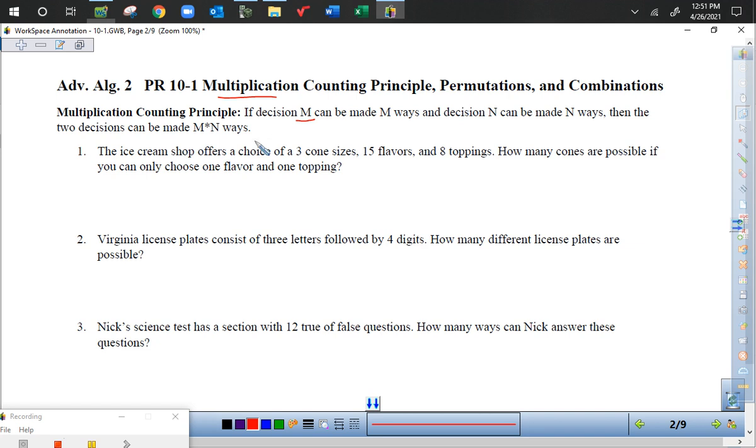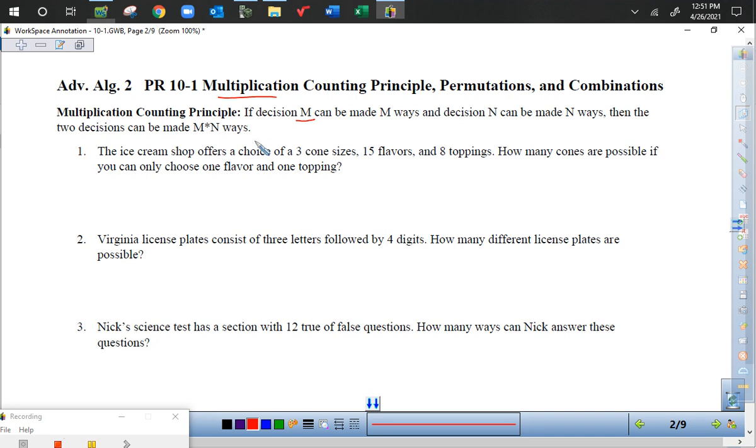It says the ice cream shop offers a choice of 3 different cone sizes, like small, medium, and large. They have 15 different flavors and 8 toppings. What we want to decide is how many different cone combinations are possible if you can only choose 1 flavor, 1 topping, and of course 1 size of cone.